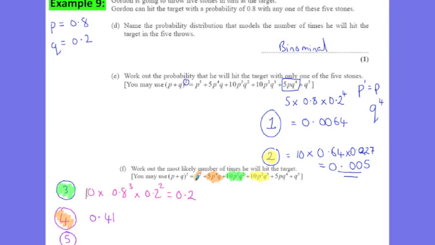Hitting the target 5 times is here, P to the power 5. No failures. So we are simply multiplying 0.8 to the power 5. So 0.8 to the power 5 is 0.33 rounded. We're asked what is the most likely? It's the one with the highest probability, which in this case we can see here is 4 times. So this is the most likely number of times he will hit the target, 4 times.